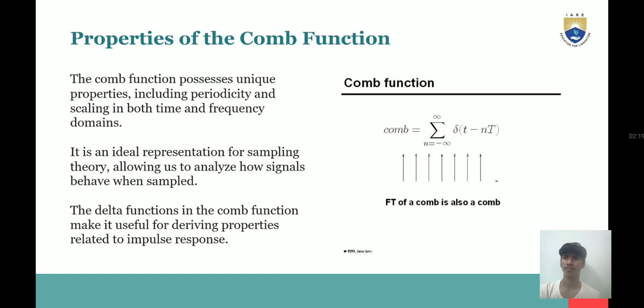Properties of comb function. The comb function possesses unique properties including periodicity and scaling in both time and frequency domains. It is an ideal representation for sampling theory, allowing us to analyze how signals behave when sampled. The delta function in the comb function makes it useful for deriving properties related to impulse responses.